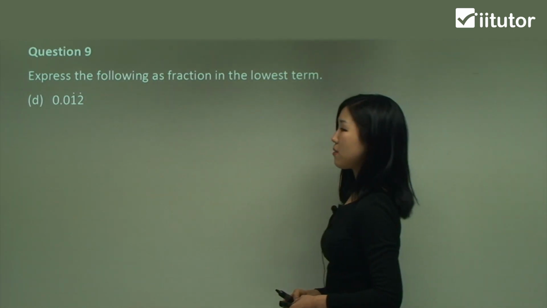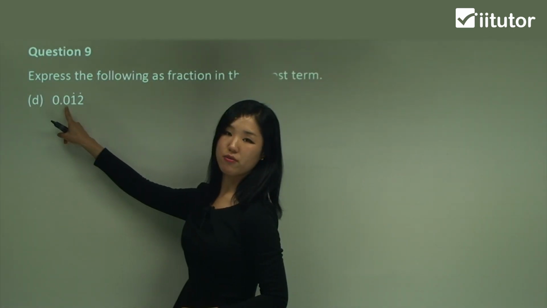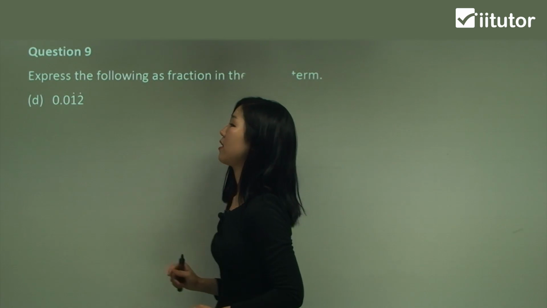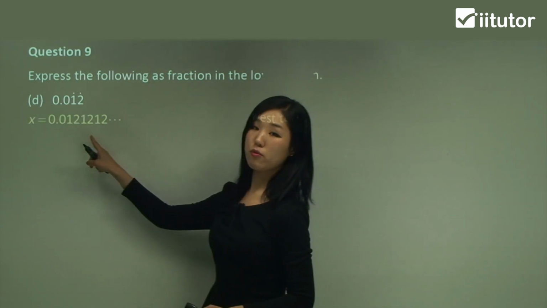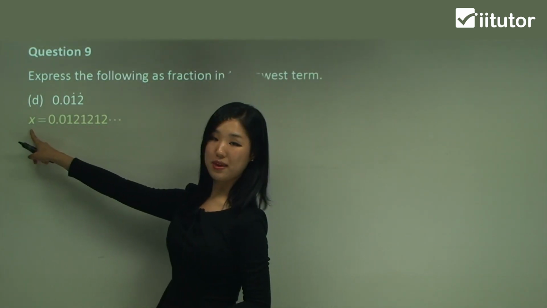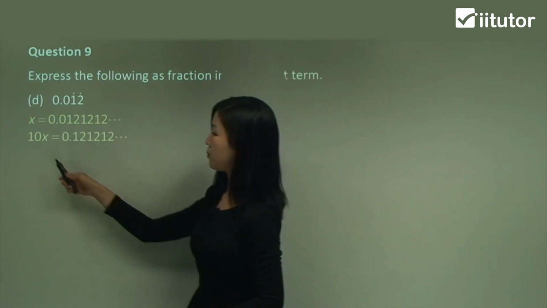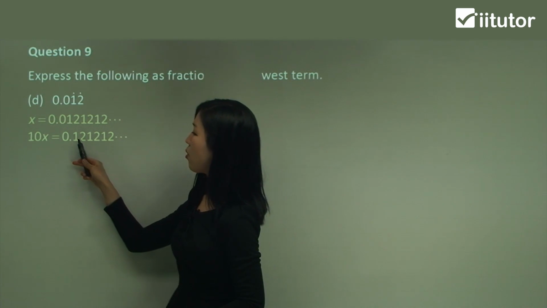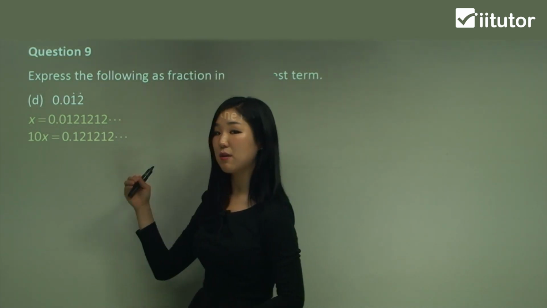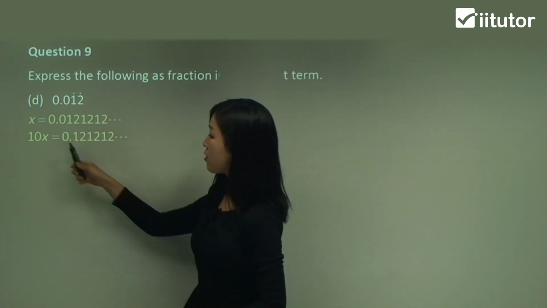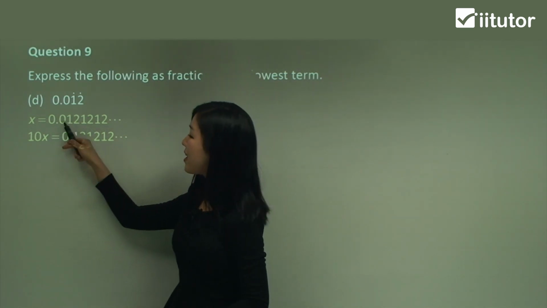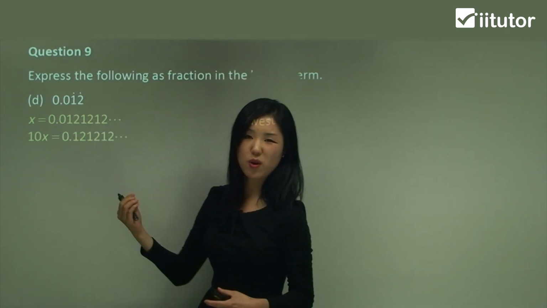D, again, it's very similar, but we just got that extra 0 at the front. So we'll try a similar thing. So you can see that the 1 and 2 are repeating, just like that. So that's what's going to be x. This time, I'm going to multiply by 10, because if I multiply by 10, I get 1.21212, which is exactly the same as what we had in the previous question. So by multiplying by 10, I can eliminate that extra annoying 0.